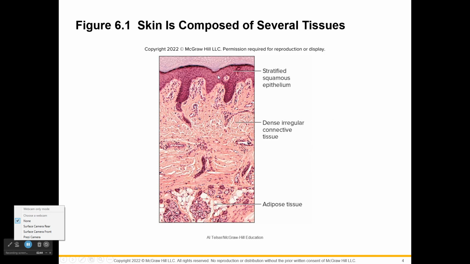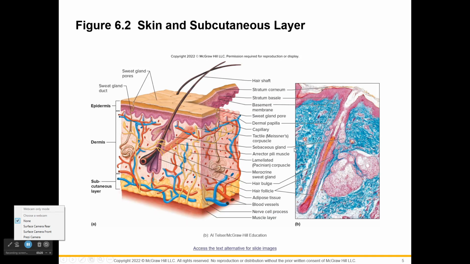You can't tell that something's on here, I'm not sure what, but this is your stratified squamous epithelium. And so the basement's going to be here. Remember, basements aren't always flat, okay? So our tissues aren't just straight across. So there's our basement. And then you've got all this dense irregular tissue. And then your adipose tissue of the cutaneous membrane.